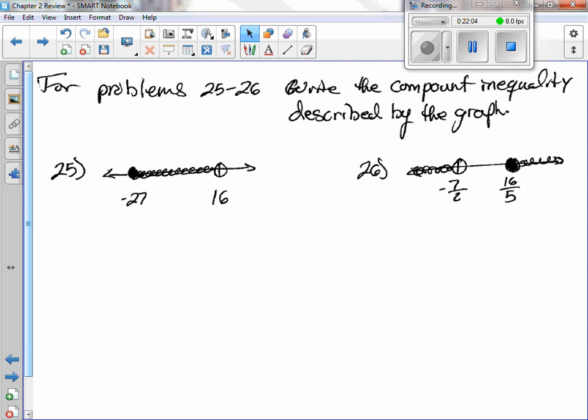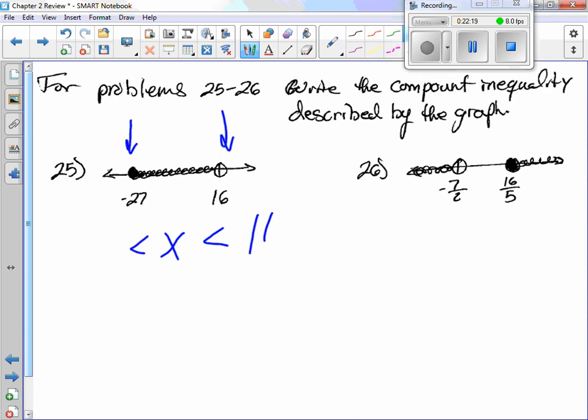So when we look at 25, we have 2 points and it's shaded in the middle. Since it's shaded in the middle, it means x, or the variable, is going to be in the middle. Now the 16 would be bigger than x. Yes, that's the biggest number. What's the smallest?